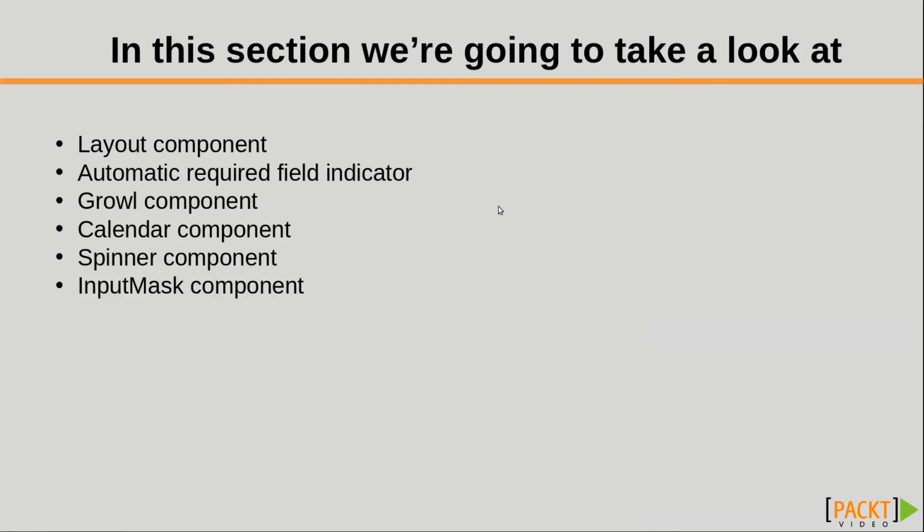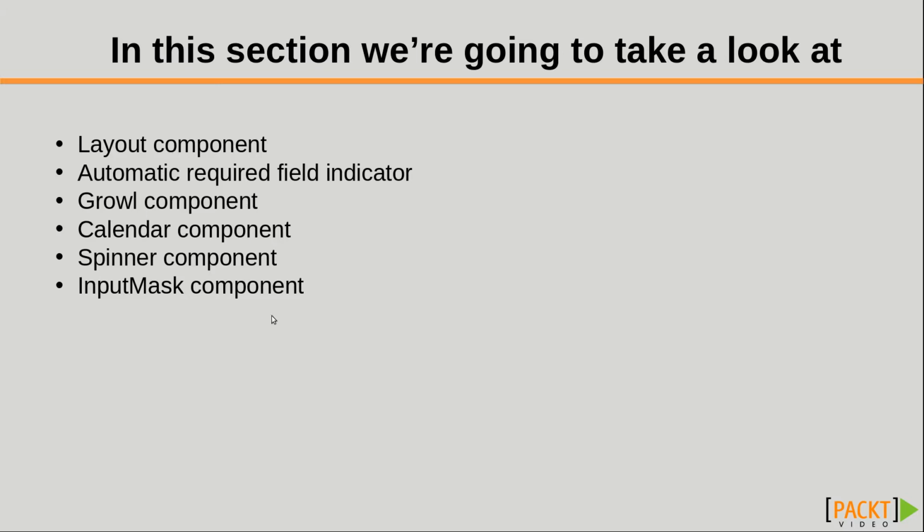First, we're going to take a look at the layout component that makes it easy to lay out our page with a header, a footer, main area, left-hand side menu, that kind of thing. It is typical to put an asterisk to indicate a required field next to the label. PrimeFaces can do that automatically, and we'll see how to do that here. The growl component is a very nice looking component that we can use to display messages to the user, typically used to display validation errors.